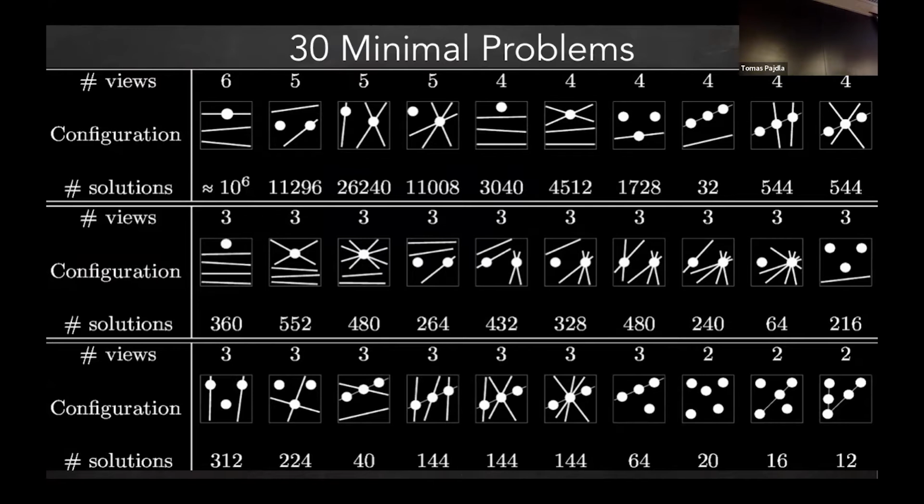Why? Because as you add more views, you add more and more measurements. At some point, you have too many measurements, and generically, there is no model fitting those randomized measurements. So this stops at 6. It starts, of course, at 2, and then goes up. You see that the numbers of solutions are very different.